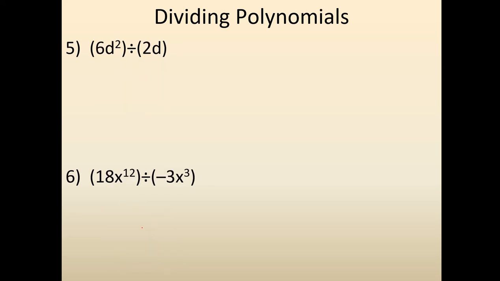All right. These should be the last two of the review. So pause the video, work on them. I'll go over them in a second. All right. So once again, we have a coefficient here and here. So 6 divided by 2 is going to give me 3. And then I have a d squared here and a d over here. So d, 2 minus 1. So my answer should be 3d.